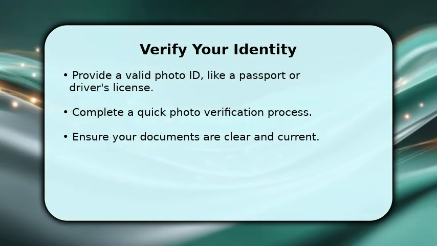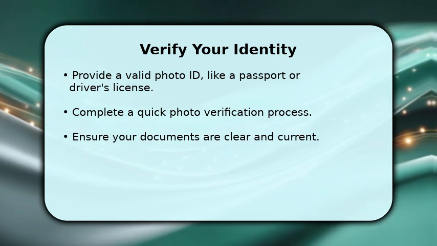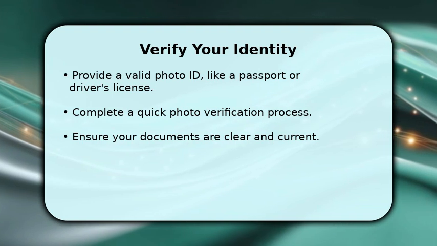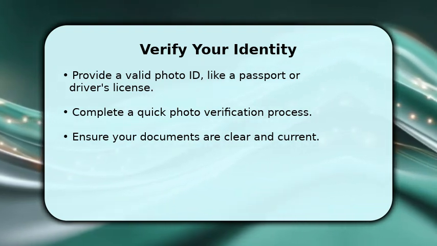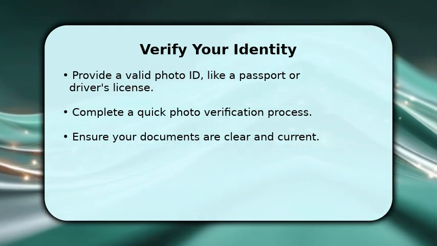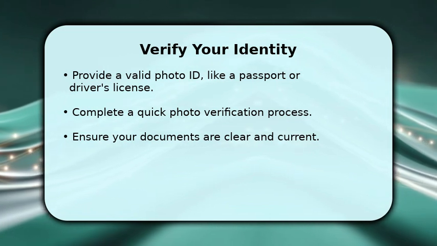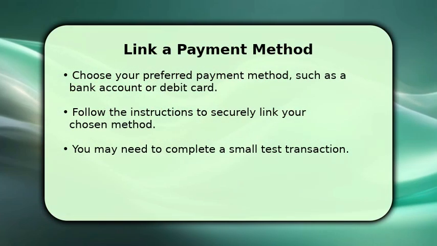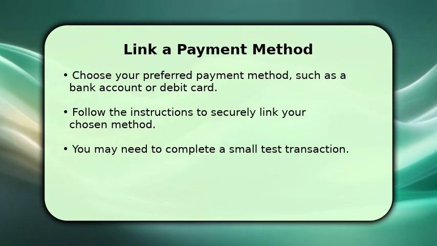Next, you'll need to verify your identity, which is a standard security measure. Have a valid photo identification ready, such as your passport or a driver's license. Coinbase will guide you through uploading images of your document and may require a quick selfie to match your face to the ID. Make sure the photos are clear, well-lit, and all information is legible to avoid delays in the verification process. Once your identity is verified, the next step is to link a payment method to your Coinbase account.